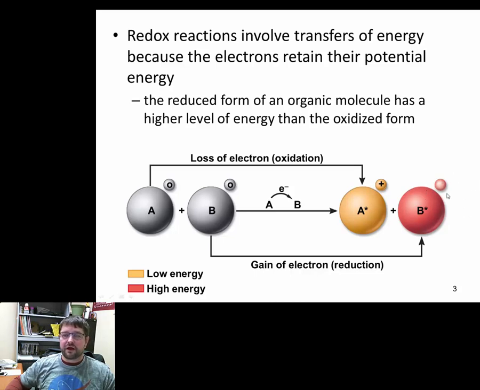Now this is not always the case. It won't always be neutral, but if it's gaining an electron, it'll always have a higher energy level than the previous molecule, than what it was without that gain of an electron. Okay? So hopefully that makes sense. And we're going to go through quite a few examples of this, so it should make sense as we progress through.